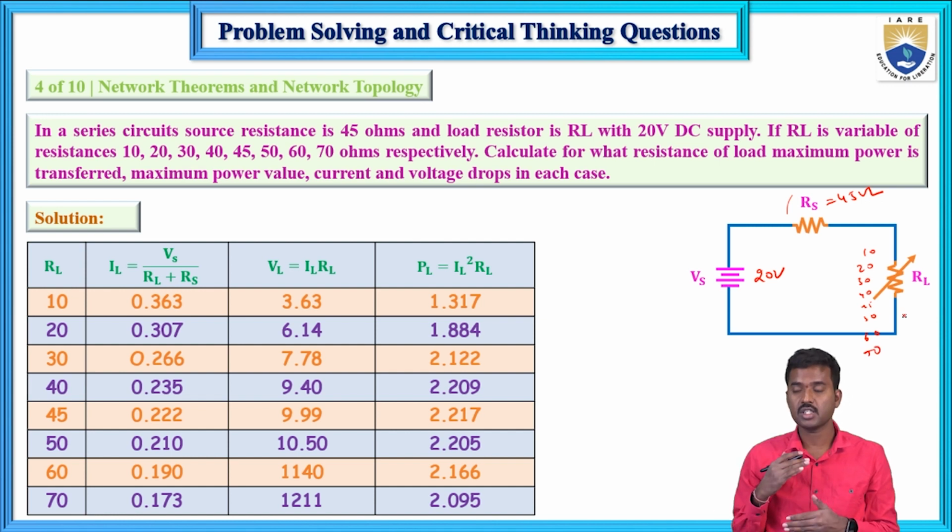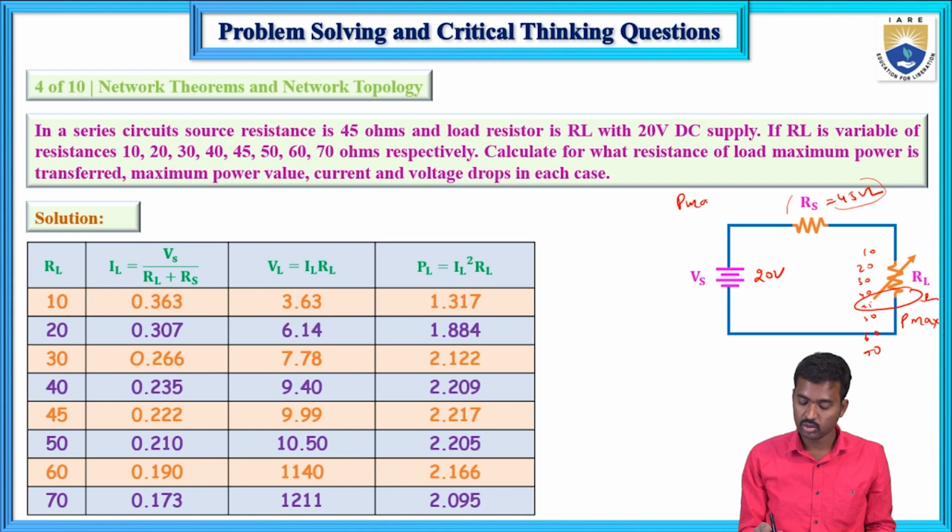The load resistance is changing. The maximum power transfer theorem states that when the load resistance equals the source resistance, then maximum power is transferred to the load. That is the maximum power transfer theorem statement. Here, since the source resistance is 45 ohms, at a 45 ohm resistor only the power is the maximum, which you need to determine.